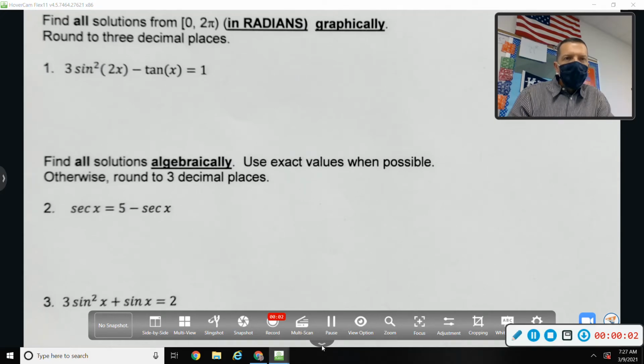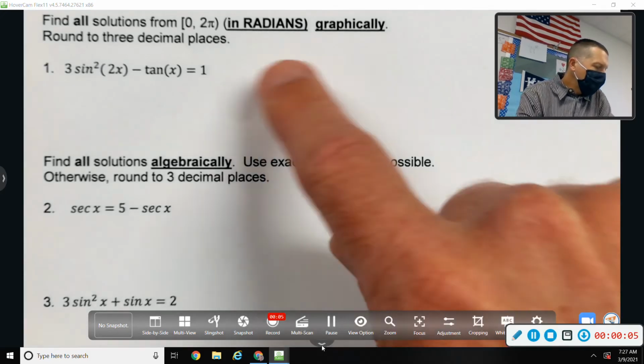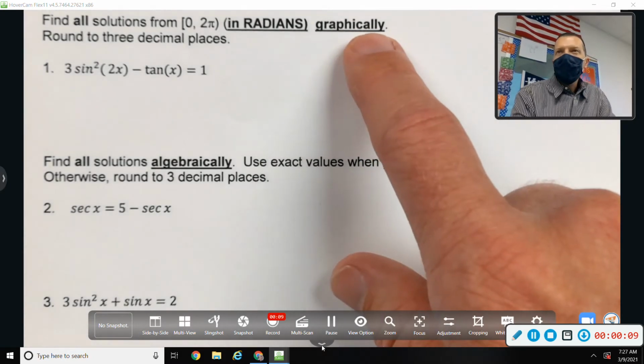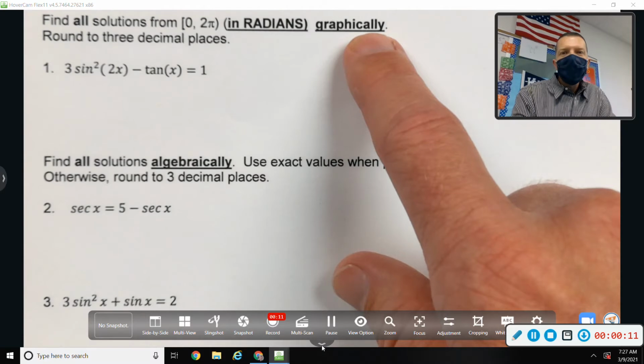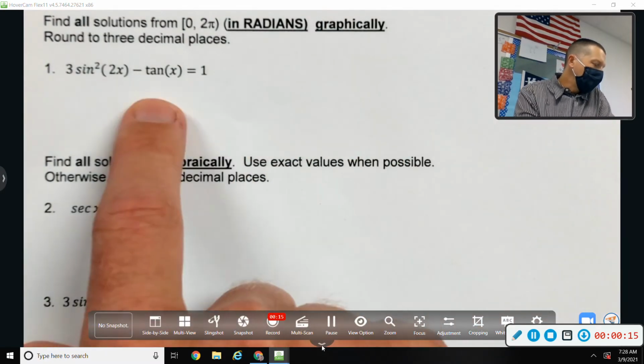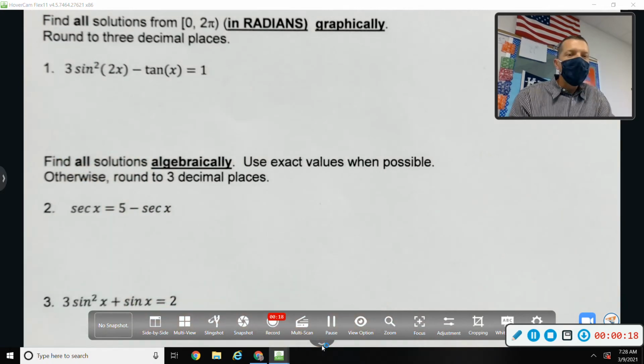All right, so warm up today is, the first one is graphically. So you'll need a calculator, graph it, do the second calc 0, left bound, right bound, guess, all of that stuff. And so that's just about moving the 1 over, typing all the parentheses in there correctly.